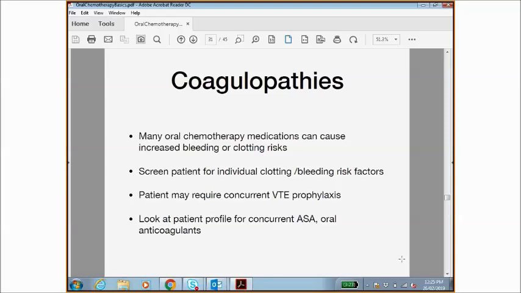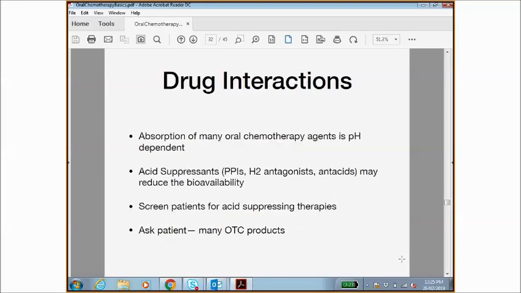And look if they're on oral anticoagulant, and make sure you keep this all in the back of your mind when you're giving them their care. So drug interactions, there can be quite a few of those as well. And absorption of many oral chemotherapy agents is pH dependent. And so acid suppressants can reduce the bioavailability because of it.